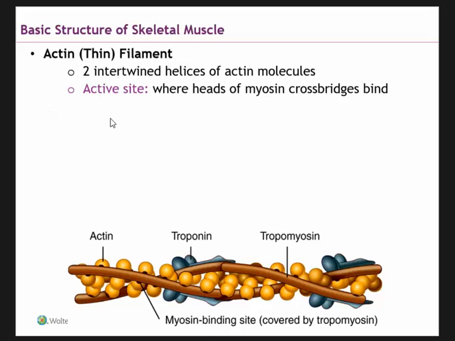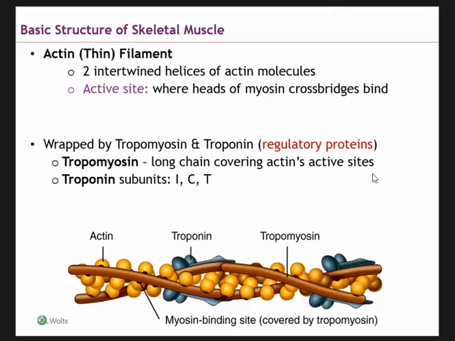We also have these active sites. So see those little black dots? Those are active sites. That's where the myosin head, or the myosin cross bridge, is going to bind, and that's how we're going to produce force. We're going to learn about that concept later.